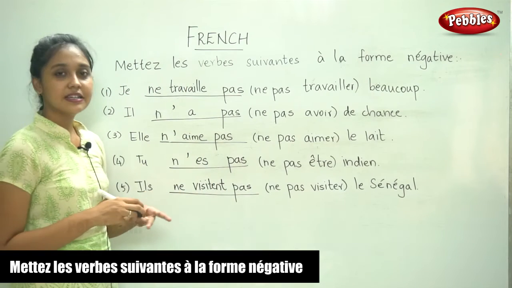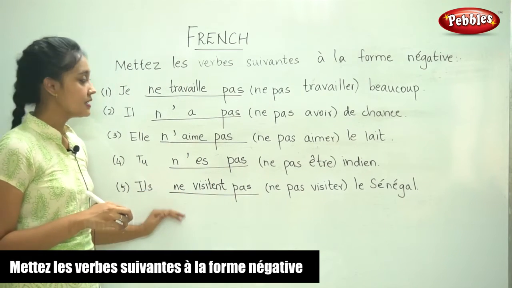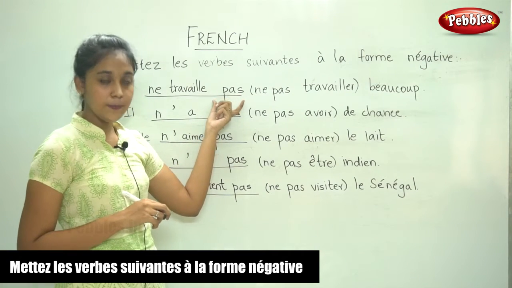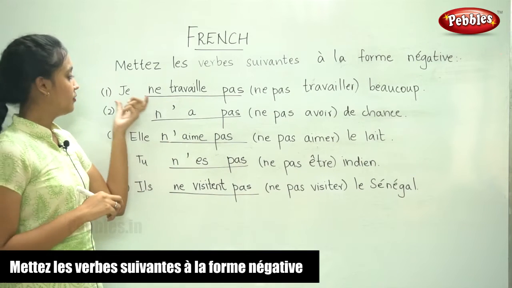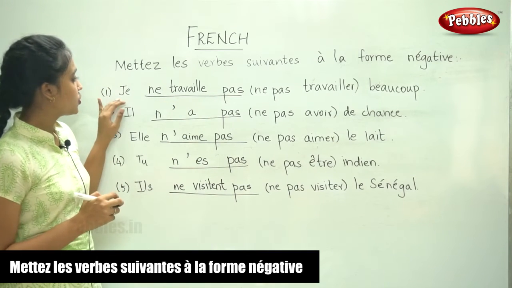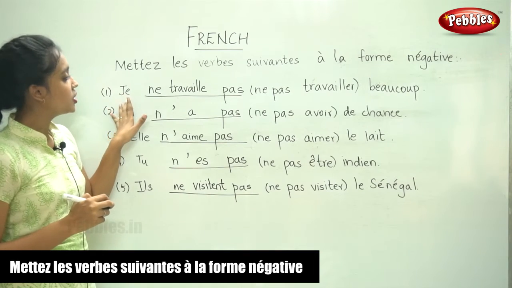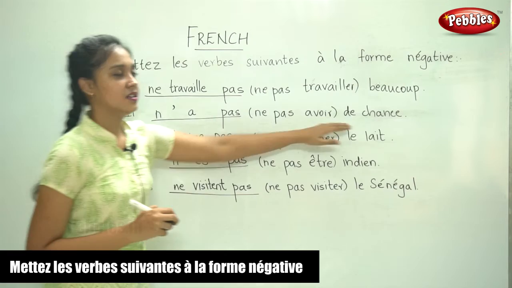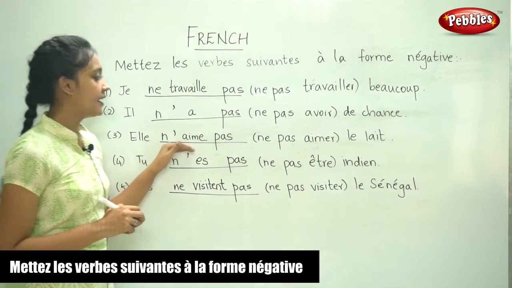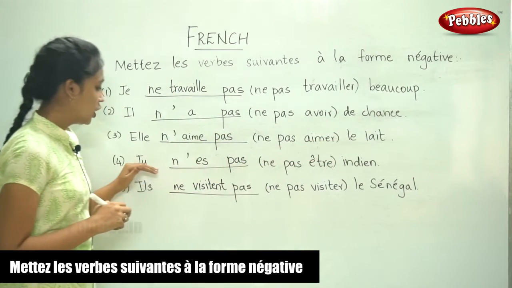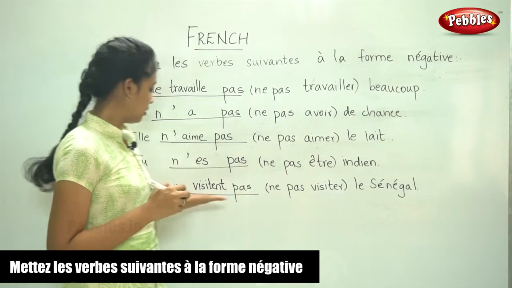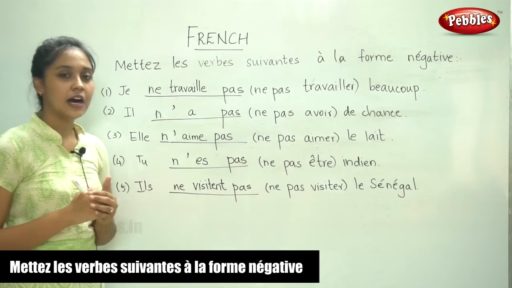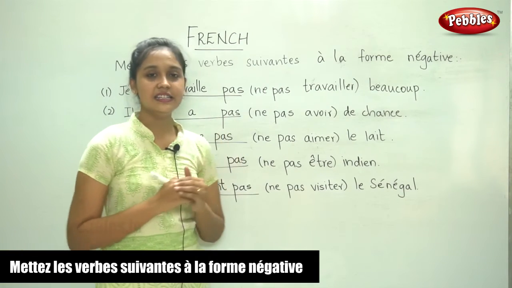So this was another very simple exercise. You just have to write ne before and pas after the verb and conjugate the verb for that particular subject. So once again, first one, je ne travaille pas beaucoup. Il n'a pas de chance. Elle n'aime pas le lait. Tu n'es pas indien. Il ne visite pas le Sénégal. So this is how we write a verb in the negative form.